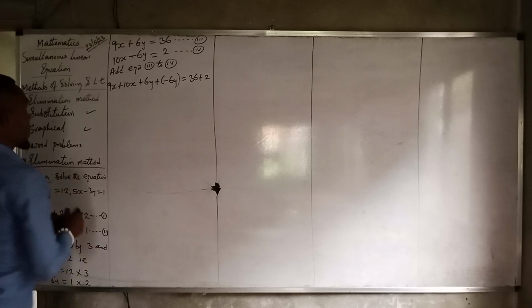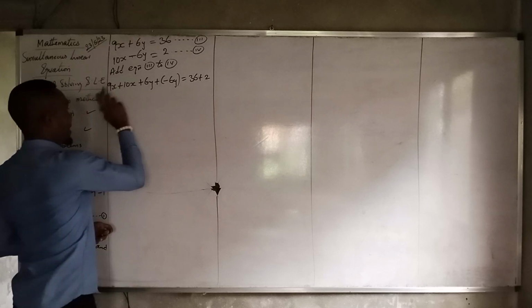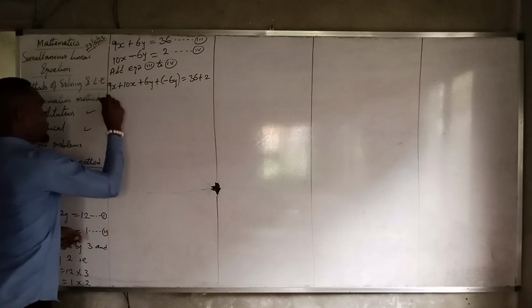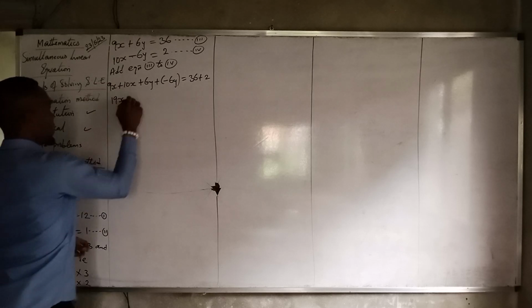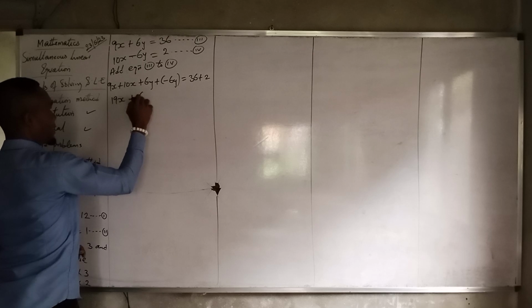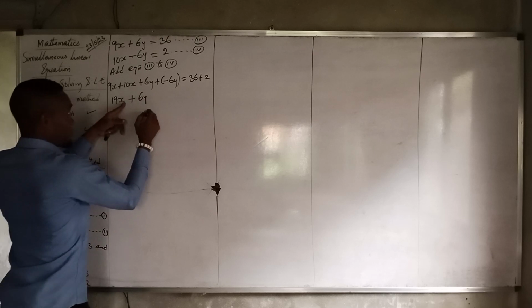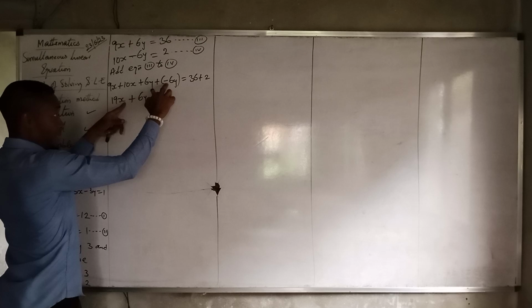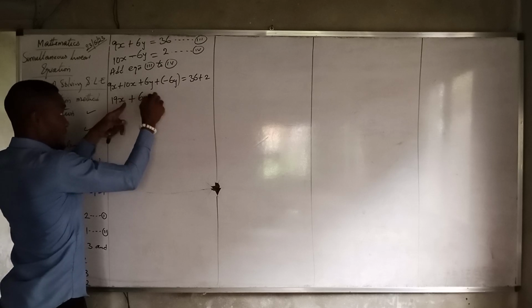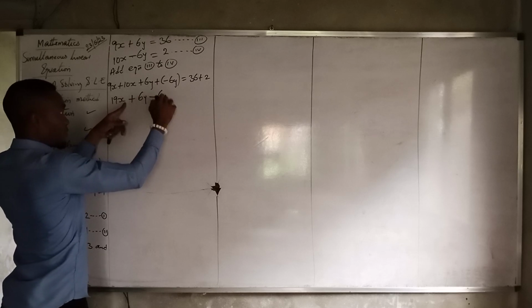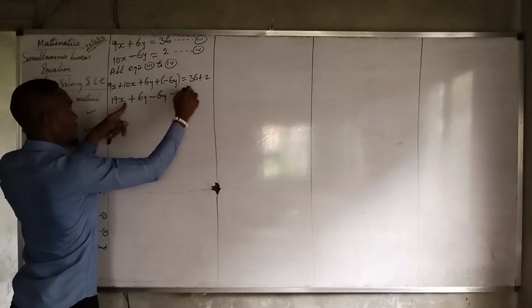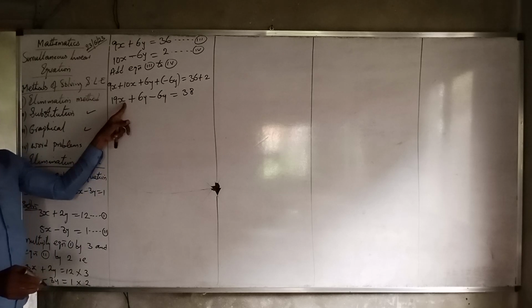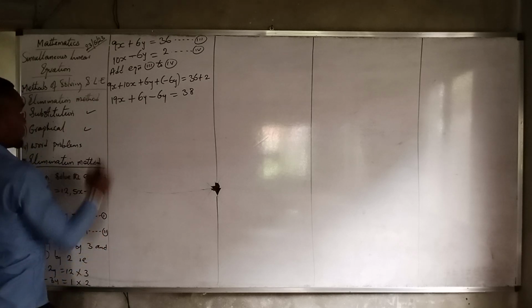You get me? Now move forward. This and this, they are the same, right? 9x plus 10x will be what? 19x. Right? Then plus 6. This one means plus 6y. Right? This is plus. This is minus, right? Plus and minus is what? Minus. Then 6y equals what? 36 plus 2 is what? 88. Are you getting me? Okay. And now move down.